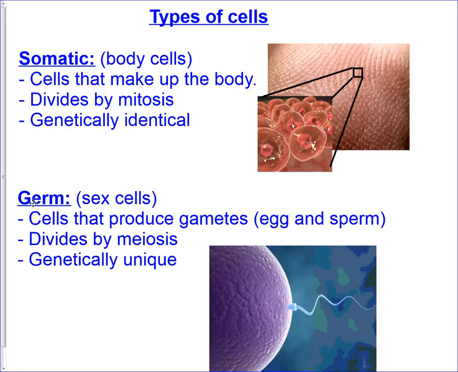Germ cells, on the other hand, make up a very small percentage of your body cells. They're really only your sex cells. They're going to divide, and they'll produce what are called gametes. If you're a male, this gamete is called a sperm, and if you're a female, the gamete is called an egg. Germ cells divide by the process of meiosis. It's slightly different, and the end result is that each gamete, each cell that's produced after division by meiosis, is going to be genetically unique. And that's going to have ramifications for a population and its offspring.